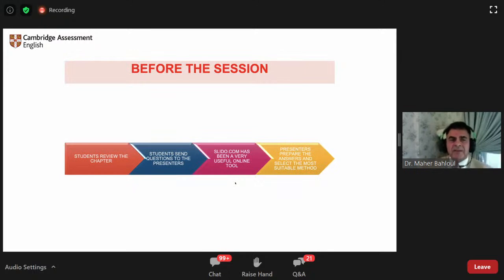Okay. So before the session, what happens is that the students review the chapter, and the students send questions to the presenters. And then Slido.com has been a very useful online tool, because Slido.com gives you a space where you introduce an event, and then students can go and give it a number. So students can sign into Slido.com and then sign into that particular event, and then write their questions.